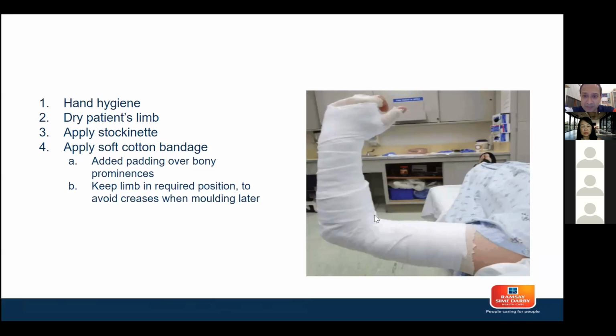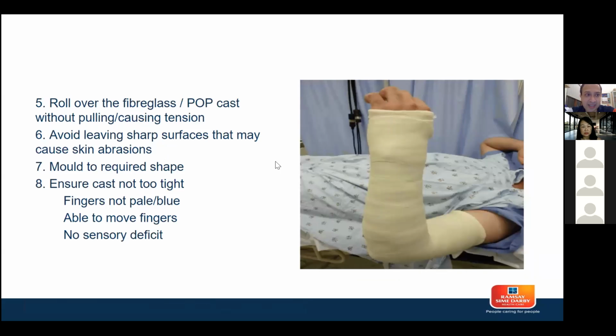I've actually seen a lot of problems like that if they are manipulated too much after applying the cast. So once you apply the stocking net and the cotton bandage, then you apply the cast. You roll the fiberglass cast or the POP cast, whichever you're using, without causing too much tension over it. So you're just rolling it over. You're not actually pulling it and putting it across, because that tightens it up too much. The other thing is to avoid leaving sharp edges, sharp surfaces, especially for the fiberglass cast. Mold it into the required shape.